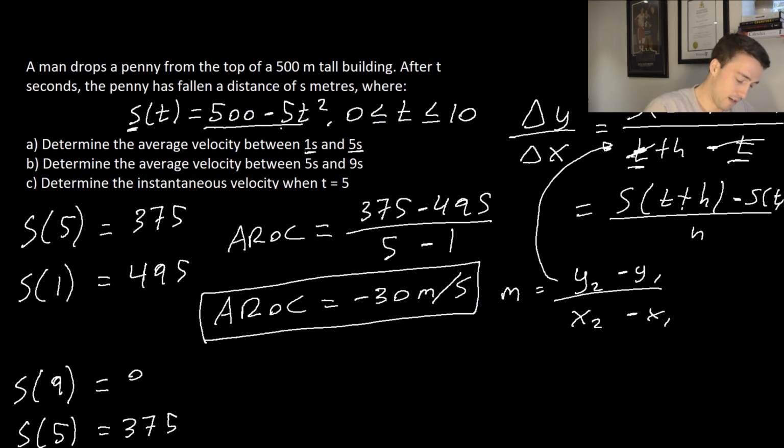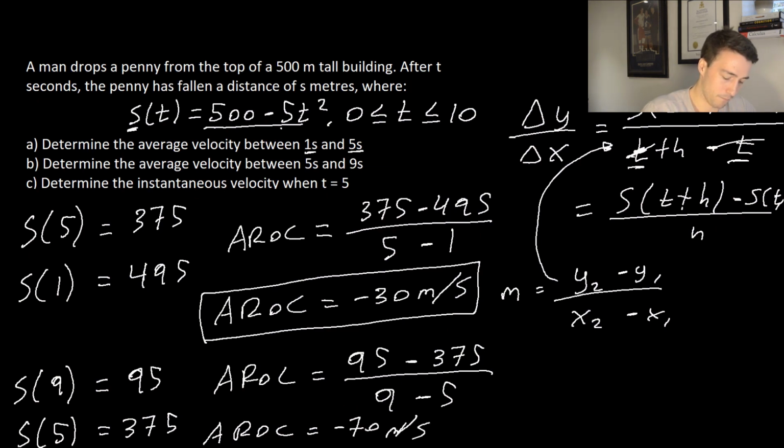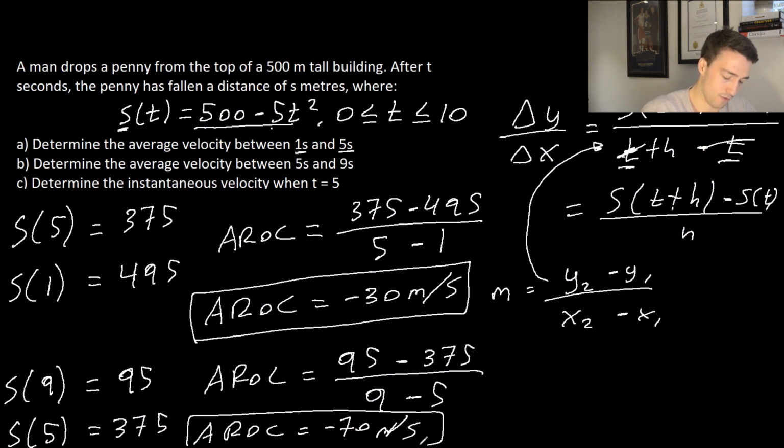So we get 95. So now our AROC is going to be equal to 95, because this is the y2 value now, minus 375, divided by 9 minus 5. So our AROC between these values is going to be 95 minus 375 divided by 4. This is negative 70 meters per second. And that is the answer to part B.